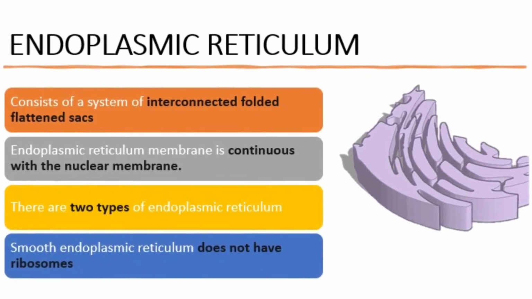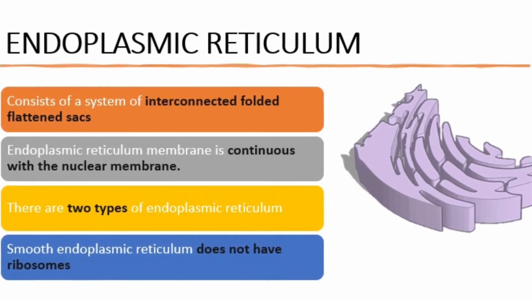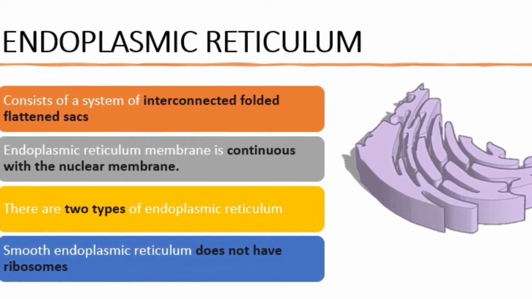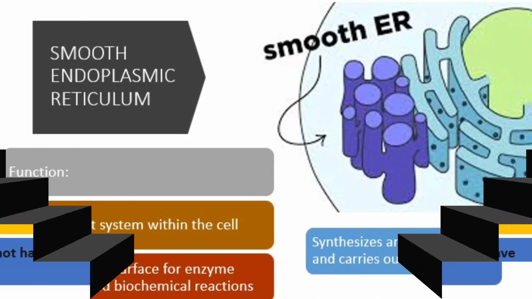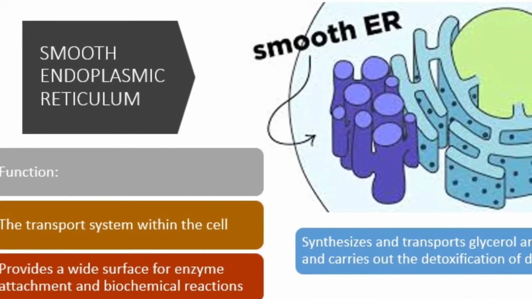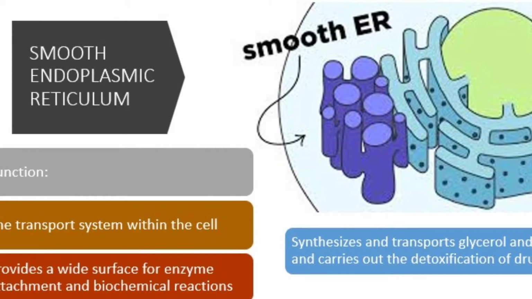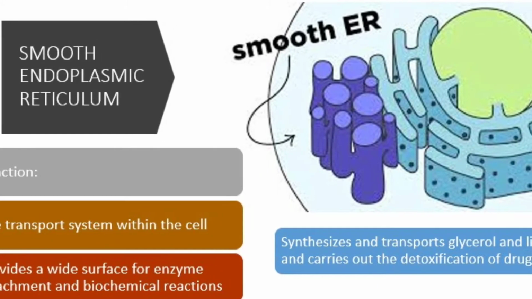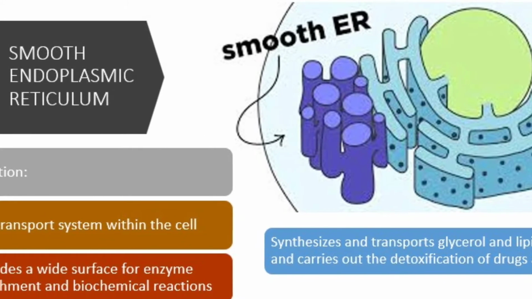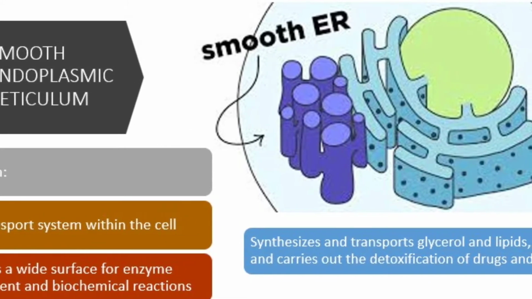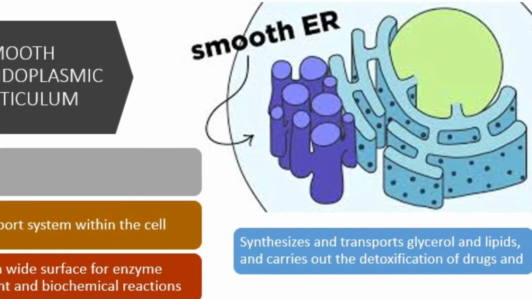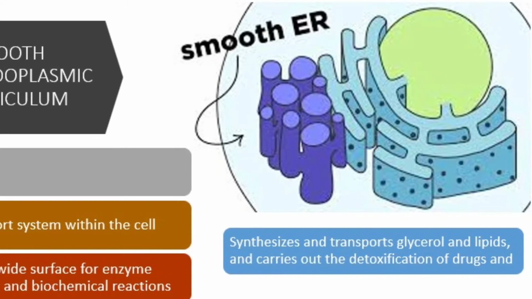There are two types of endoplasmic reticulum. The first one is smooth endoplasmic reticulum, which does not have ribosomes. The functions of smooth endoplasmic reticulum are the transport system within the cell, providing a wide surface for enzyme attachment and biochemical reactions, and also synthesizing and transporting glycerol and lipid, and carrying out detoxification of drugs.